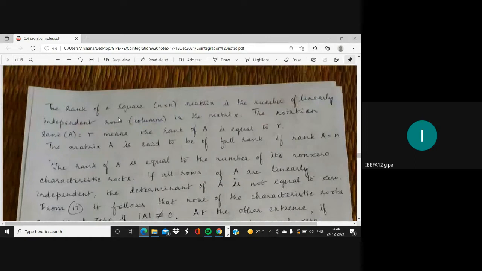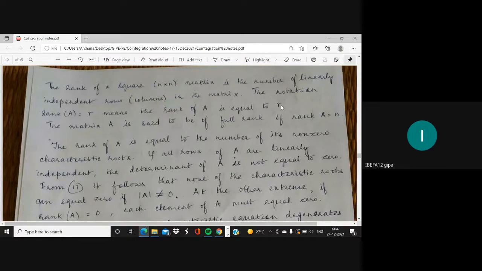Now we come to the rank part of it, and we'll see how rank is related to the characteristic roots. The rank of a square matrix is the number of linearly independent rows or columns in the matrix. This is something you'll have learned before. One of you mentioned it earlier. Now we use this sort of notation: rank of A, since we are talking about the square matrix A. The notation rank of A equal to R means there are R linearly independent rows or columns in that particular matrix.